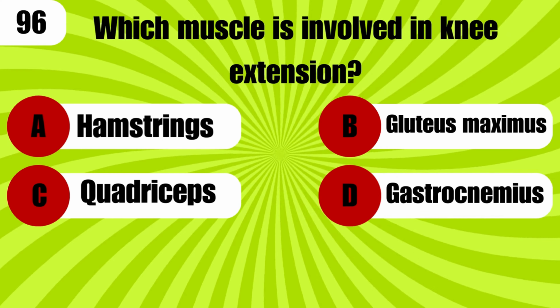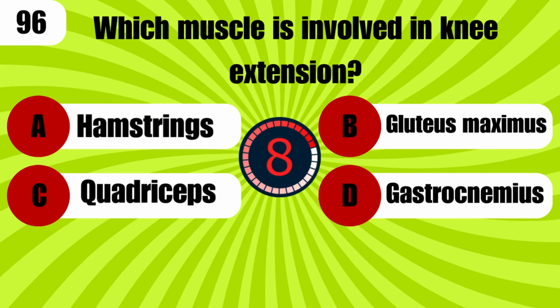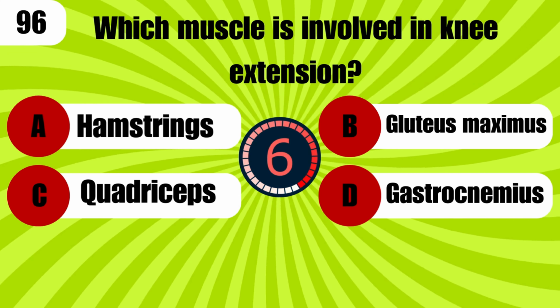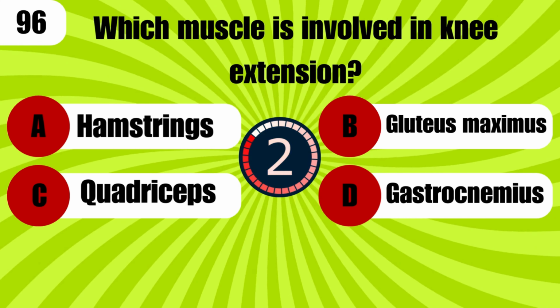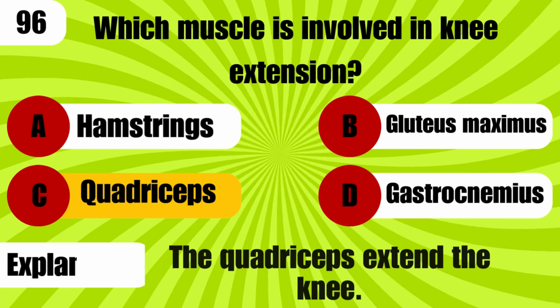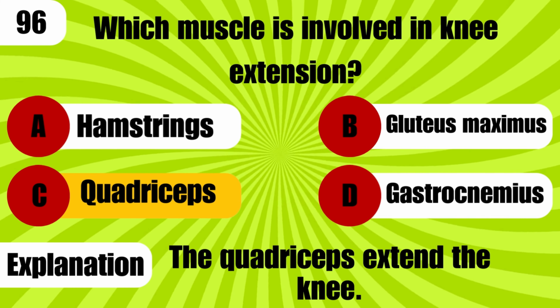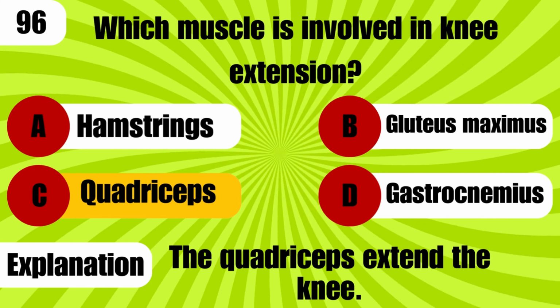Which muscle is involved in knee extension? Option A hamstring, option B gluteus maximus, option C quadriceps, option D gastrocnemius. The right answer is quadriceps. The quadriceps extend the knee.